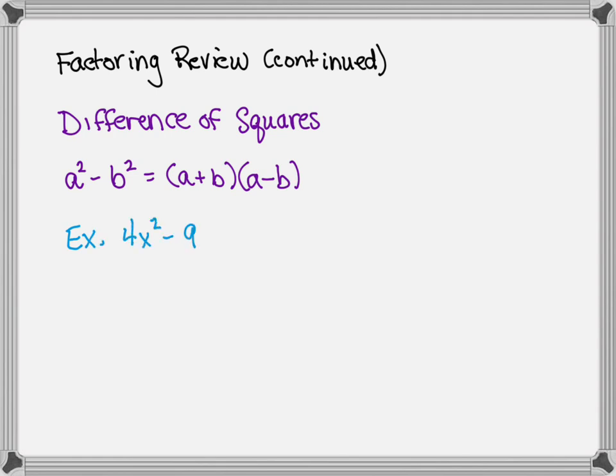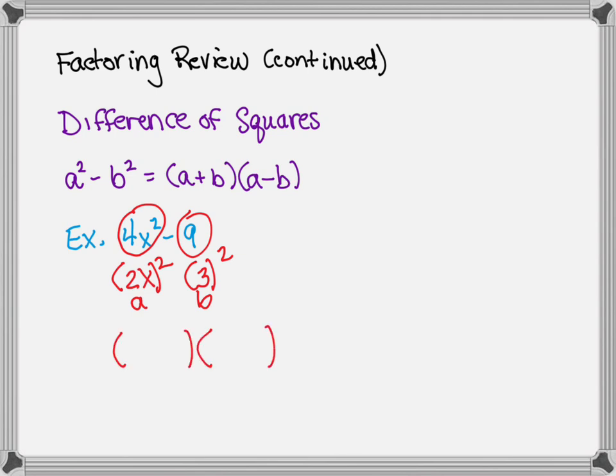So for example, if we have 4x squared minus 9, we would always first check to see if there's a greatest common factor. We do not have one here, but the first term is a perfect square. 2x squared gives us 4x squared. That makes a equal to 2x. 9 is a perfect square. 3 squared is 9. That makes b 3.